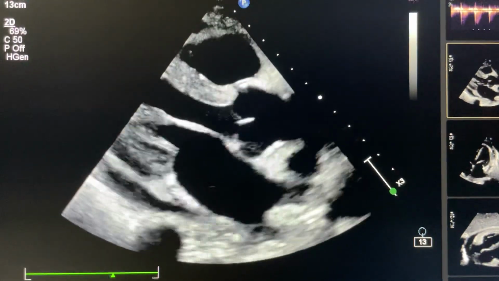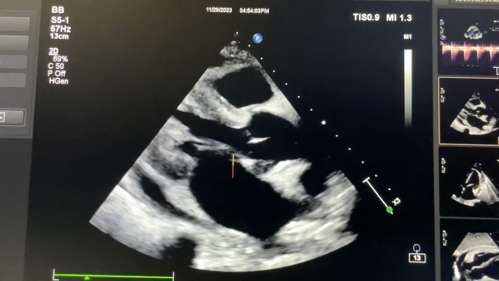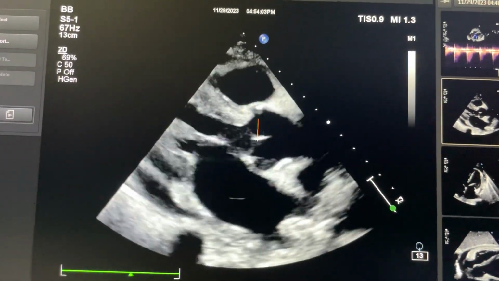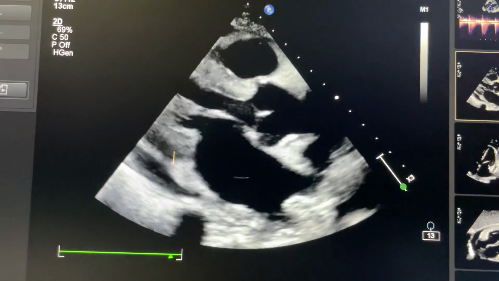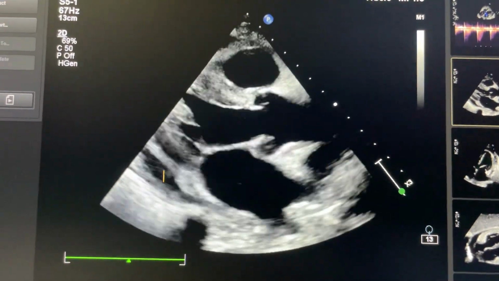This is the case of effusive constrictive pericarditis. This is left atrium, left ventricle, this is aorta, and this is right ventricle. This is posterior wall of left ventricle, and this is pericardial effusion.